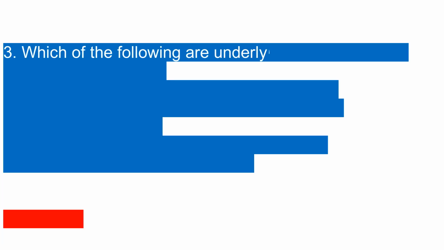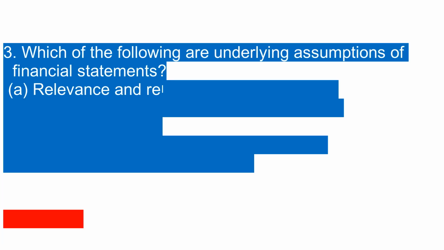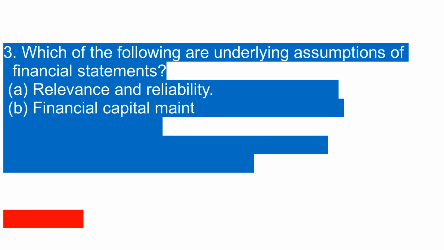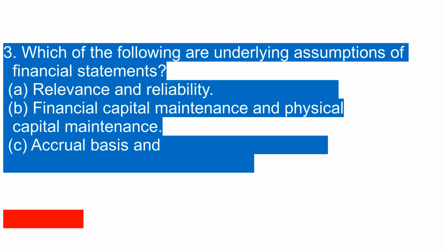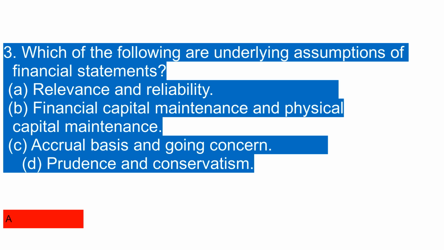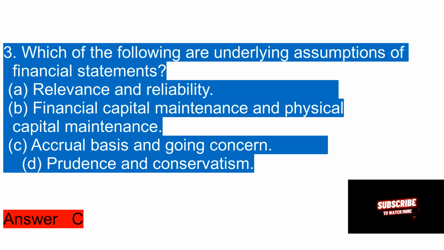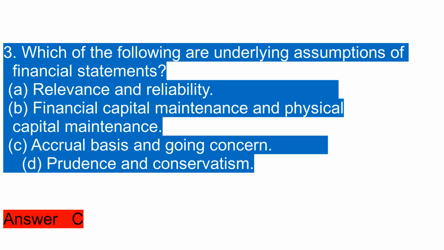Which of the following are underlying assumptions of financial statements? A. Relevance and reliability. B. Financial capital maintenance and physical capital maintenance. C. Accrual basis and going concern. D. Prudence and conservatism. Answer is choice C.